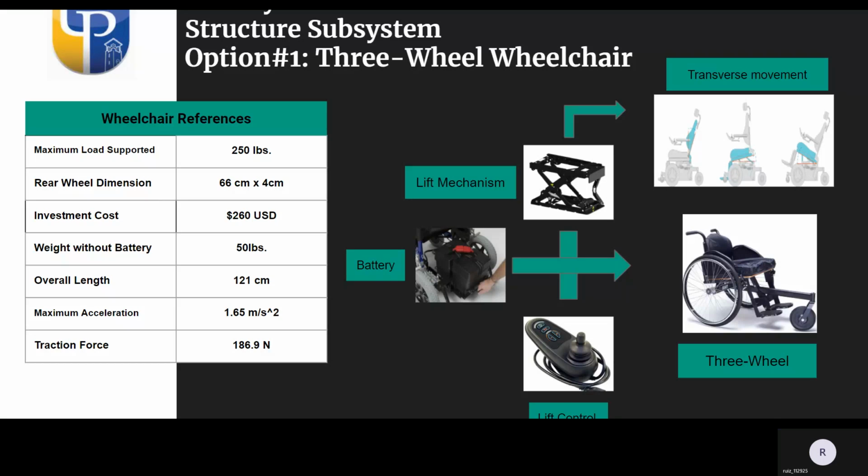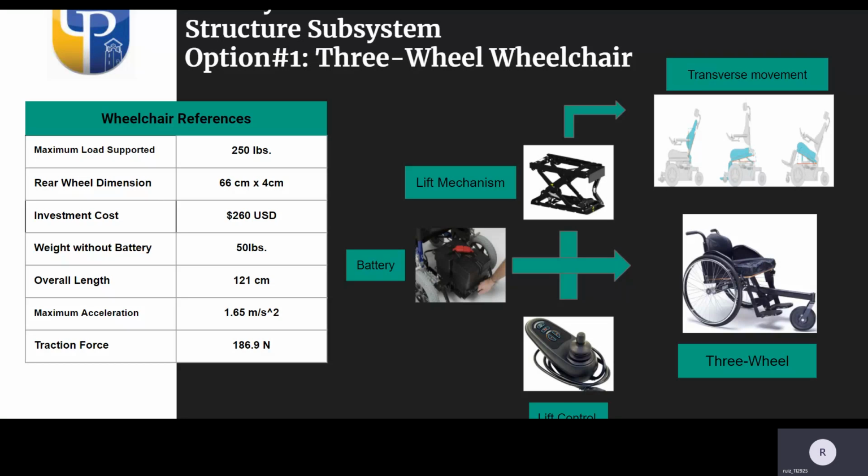When talking about the structure subsystem, one thing that comes to my mind is the wheels. The wheels are really important on the wheelchair. They give movement and they provide support loads. So the options are going to be based on different wheels, different quantities of wheels.